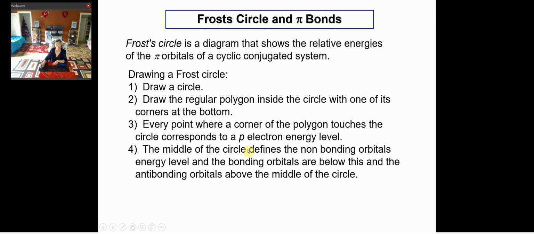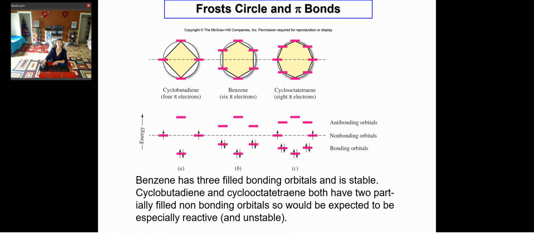Therefore, the middle of the circle defines the non-bonding orbitals. The non-bonding orbital energy level is expressed by the middle level of your circle. The bonding orbital energy is below the middle of the circle, and the anti-bonding orbital energy level is above the middle of the circle. So let's take a look.